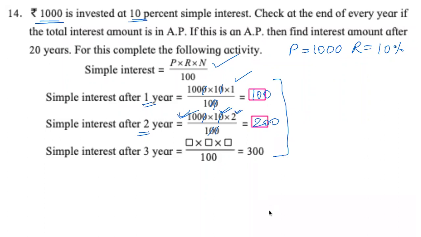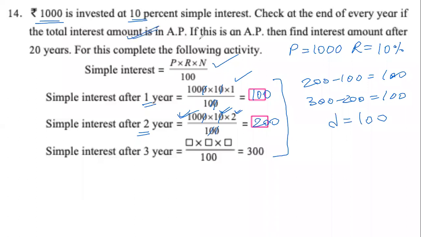Because 200 minus 100 equals 100. 300 minus 200 equals 100. And yes, Shubham, correct answer. Common difference is 100. So when we check, we see, yes, they are in AP.